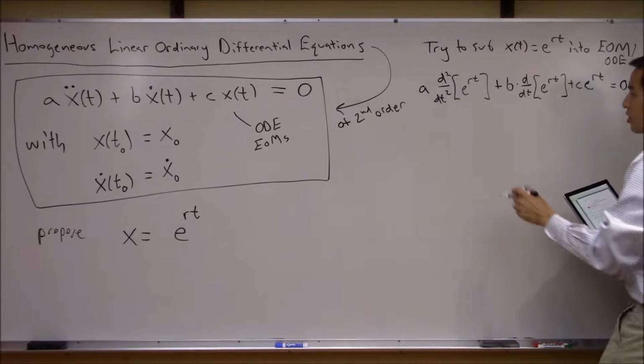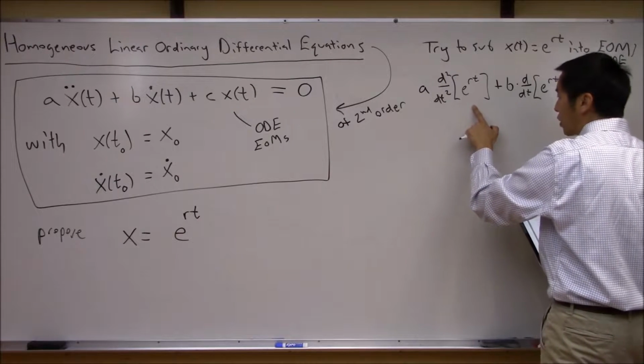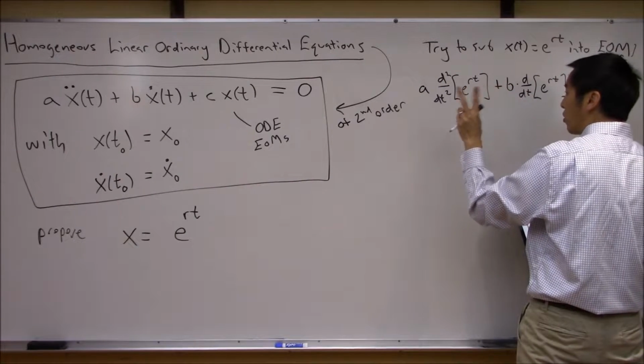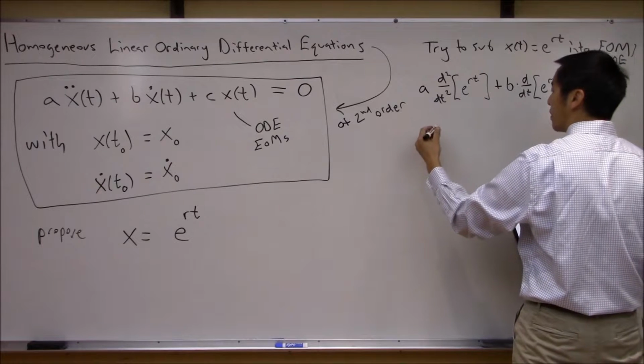All right, so let's just start taking derivatives. And again, this is why the exponential function is great. You take its derivative twice with respect to t, right? Two r's are going to drop down. So this thing becomes what?